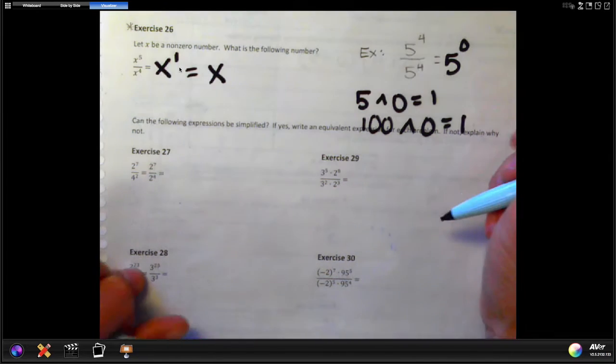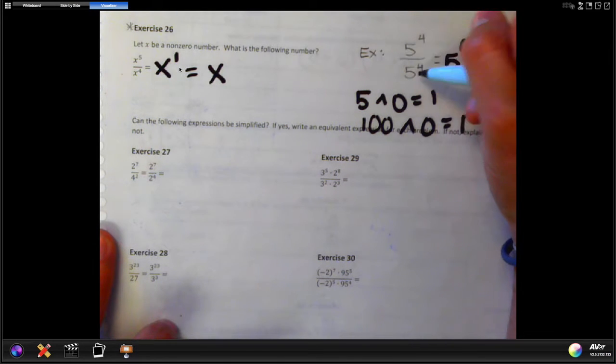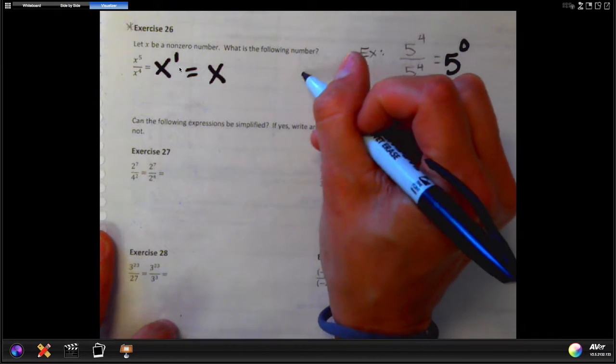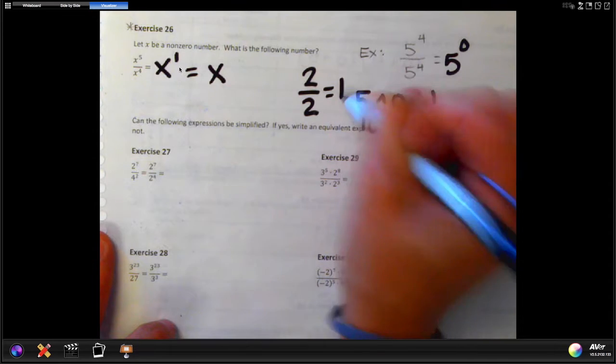And the reason is, anytime that you have the same numerator and denominator, like for example, if I had said, what's 2 over 2? Same numerator and denominator is really 1.